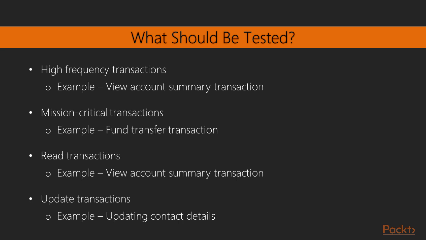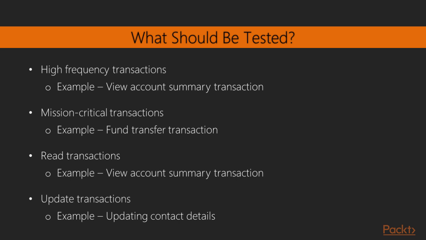Next is read transactions. At least one read-only transaction should be included in the performance testing cycle so that performance of such transactions can be differentiated from other more complex transactions. Example for this is View Account Summary transaction, which is frequently used by internet banking users to check the balance, etc. The next is update transactions.